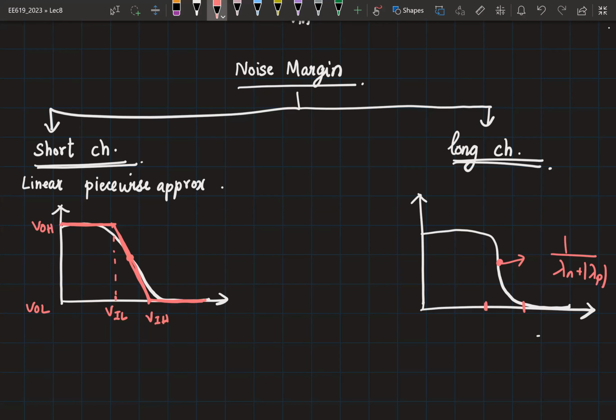So in this case, we found that the equations were simple enough to actually calculate VIL and VIH. And the range between VIL and VIH was very small. The transition region was very small. And as the length of the channel increases, we found that the VTC is going to look more and more ideal compared to an ideal VTC characteristic.